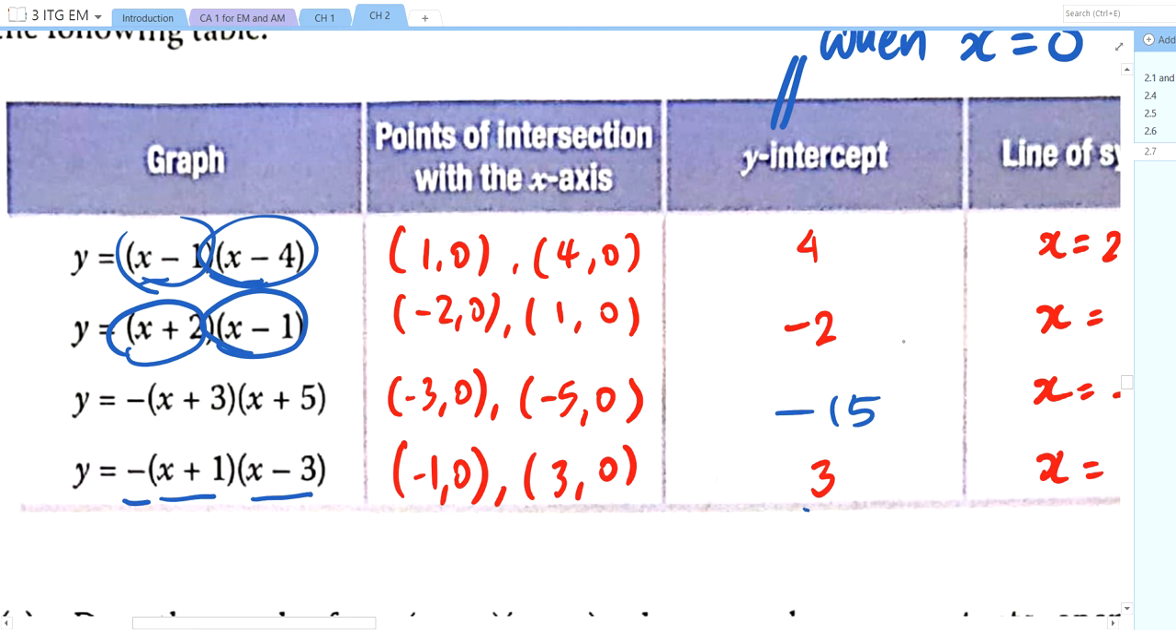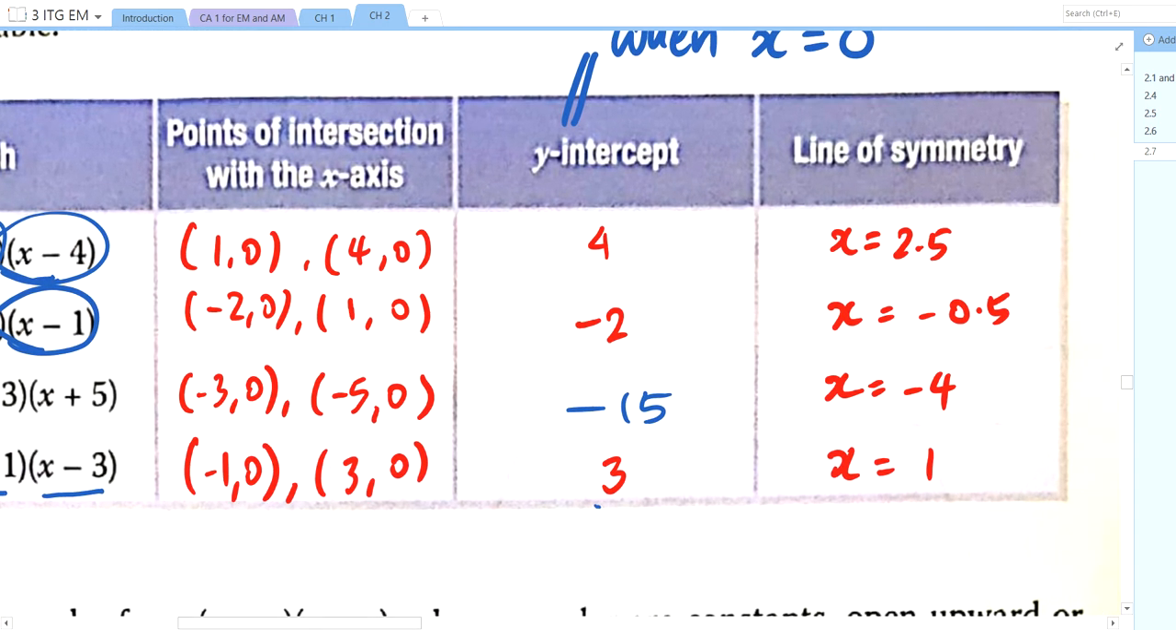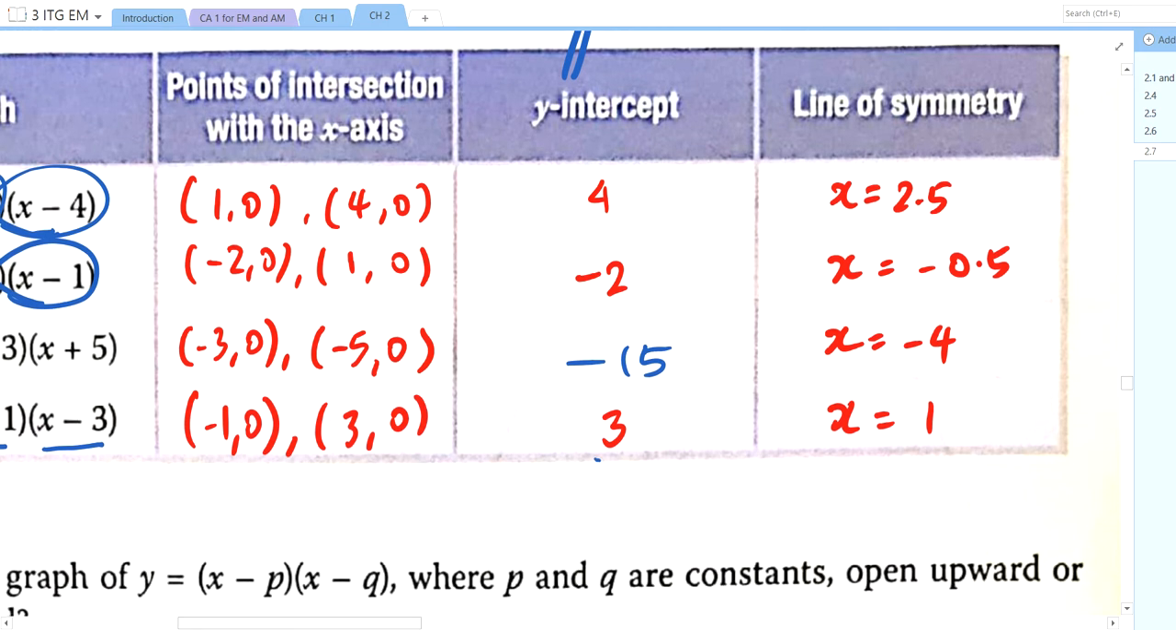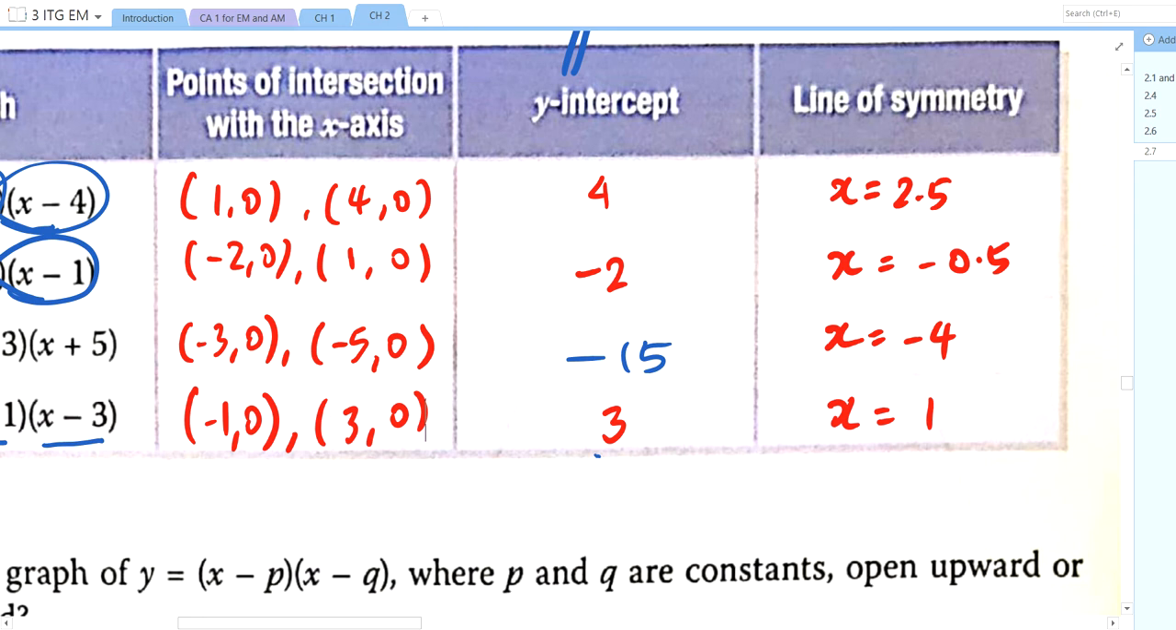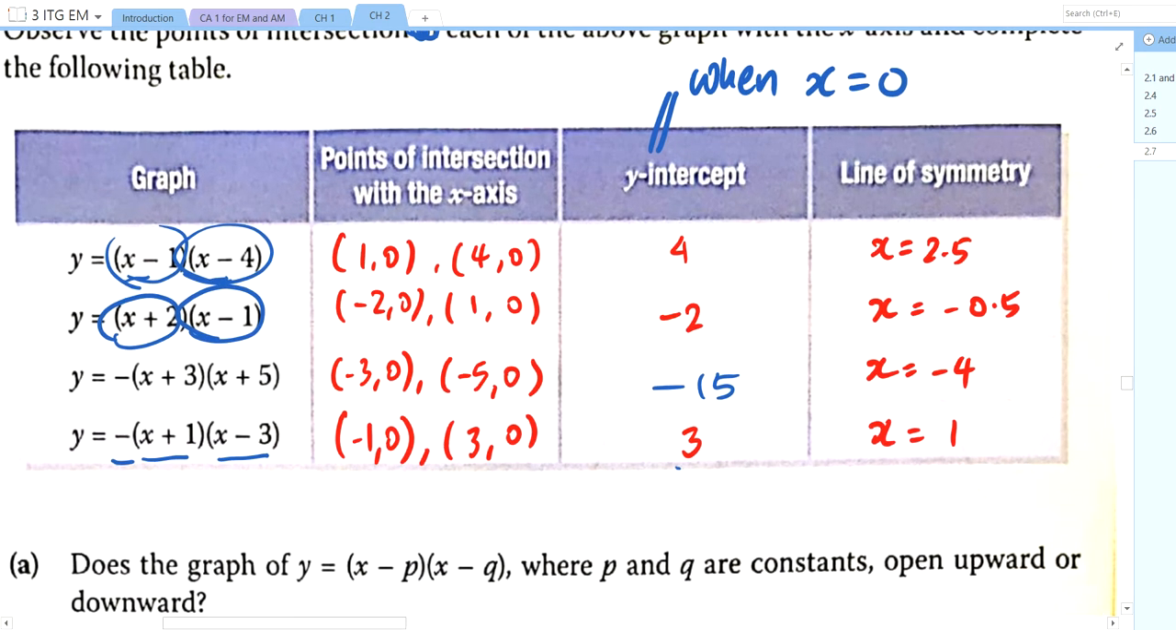Okay. Line of symmetry. I've done this using the graphing software already. You can try it out yourself. But I just want you to copy this down and tell me, is there an easy way to determine the line of symmetry? Remember in our completed square form, we knew how to find the line of symmetry, right? Whatever is inside the bracket, we set it to be equal to 0. Our line of symmetry will just appear. That was completed square form. Now I don't have the completed square form. How do I find the line of symmetry really fast?